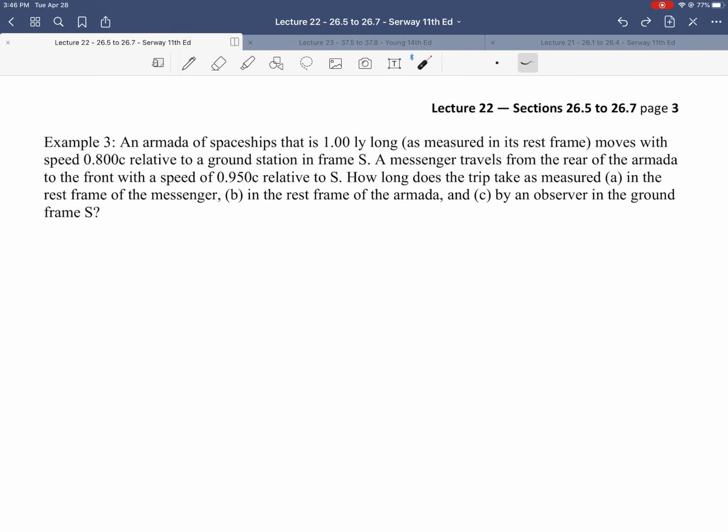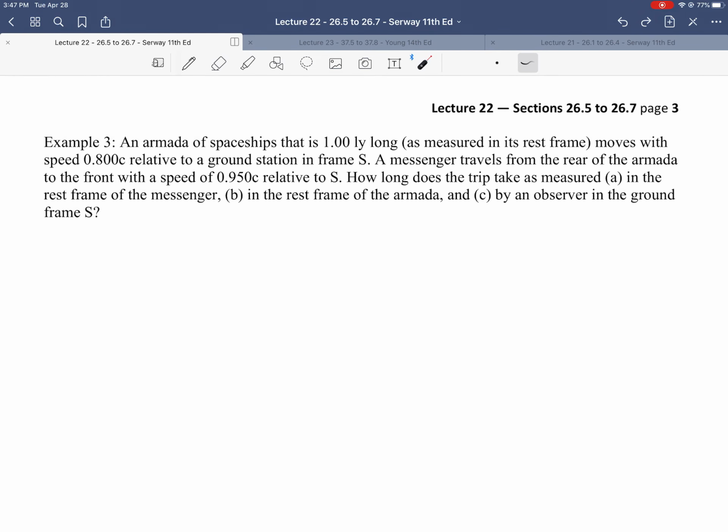This is one I wanted to show you. An armada of spaceships that is 1 light year long as measured in its rest frame moves with speed 0.8c relative to a ground station in frame S. A messenger travels from the rear of the Armada to the front with a speed of 0.95c relative to S as well. How long does the trip take? Measured in the rest frame of the messenger, in the rest frame of the Armada, and by an observer in the ground frame S. Okay, so we have 3 reference frames here.